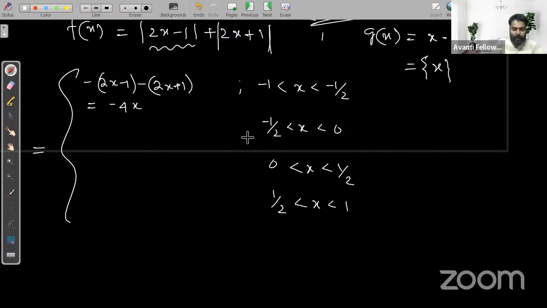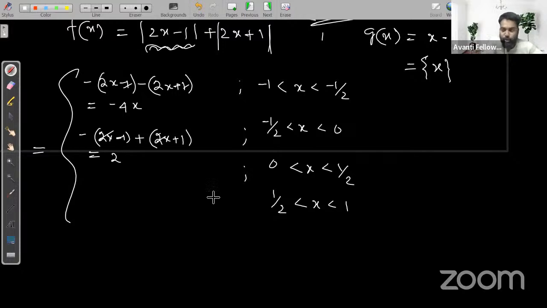Okay, and when x is lying between minus 1/2 to 0, how will this open? Minus 1/2 to 0. So this will open with a negative sign, minus of 2x minus 1, and this will be opening with a positive sign. So this will be giving you 2, right? 2x will be cancelled out. Here 1 is cancelled, right? This will be giving you 2. Okay, now we'll be considering when x is lying between 0 to half. So both will be opening with a positive sign. Yes or no? Both will be opening with a positive sign.